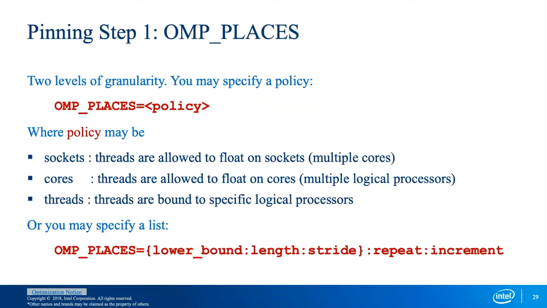You can also specify a list and define your own places if you don't like the defaults. And the way to do that is using this syntax. I'm going to give you an example in a minute so that it's more clear, because that syntax is a little bit annoying. But essentially, you have a lower location, which is where you start in terms of logical threads, where you are going to end, and what your increment is. And then you can repeat that at a certain increment to generate essentially subsets that might skip certain cores or certain threads if you want to do that.